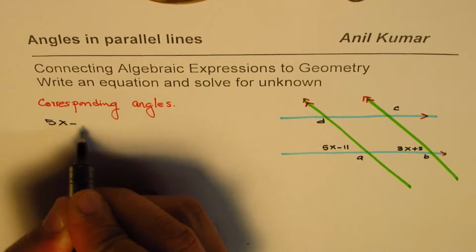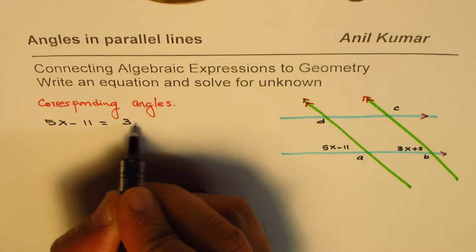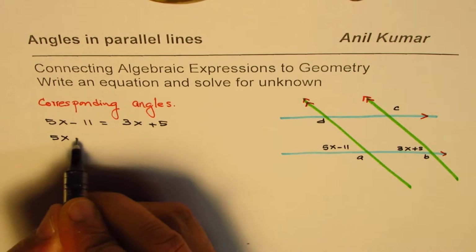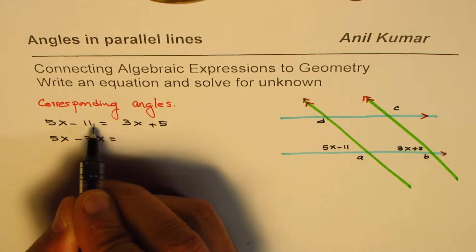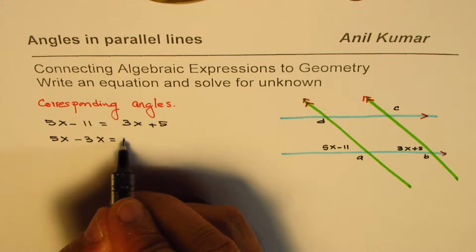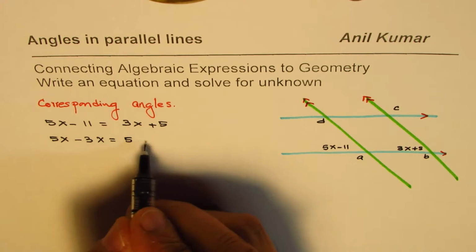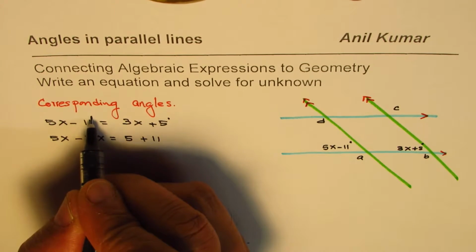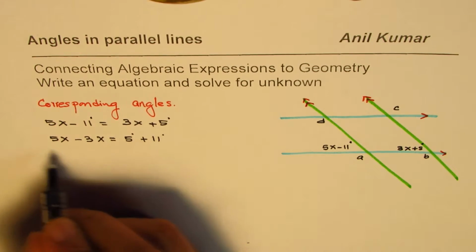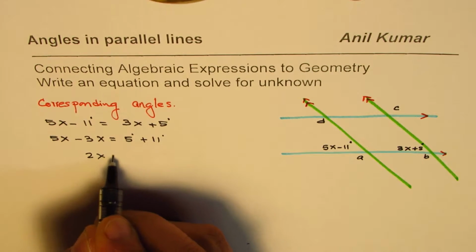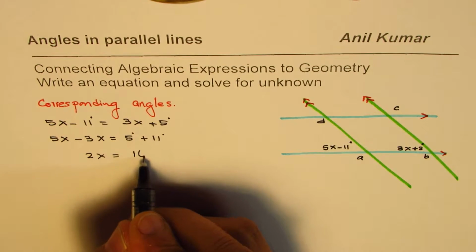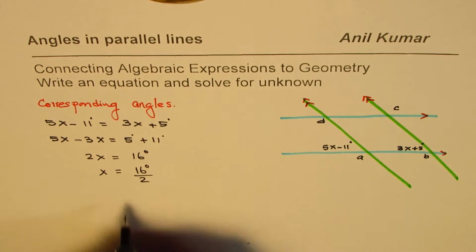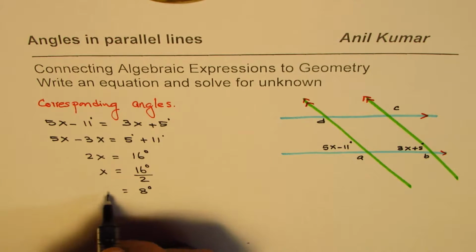We have 5x minus 11 equals 3x plus 5. Bringing x terms to the left, we get 5x minus 3x, and constants to the right, which is 5 plus 11. Now these are in degrees, so let me write down degrees here. So 5x minus 3x is 2x, and 11 plus 5 is 16 degrees, so x equals 16 degrees divided by 2, which equals 8 degrees, right? So x is 8.